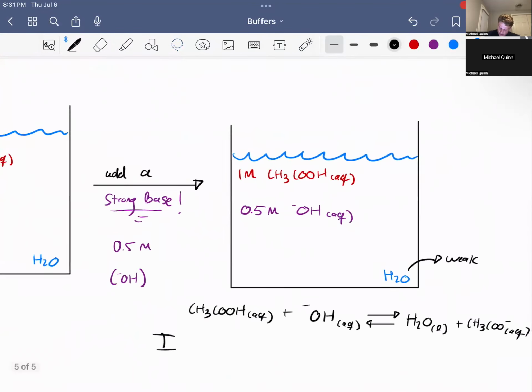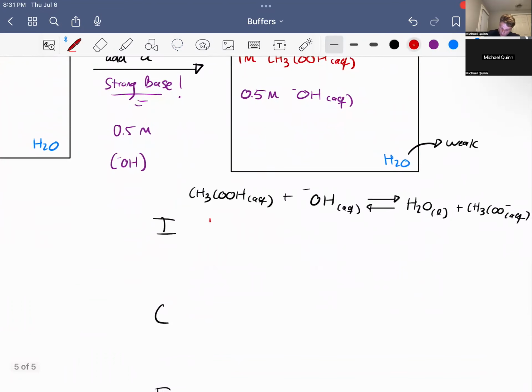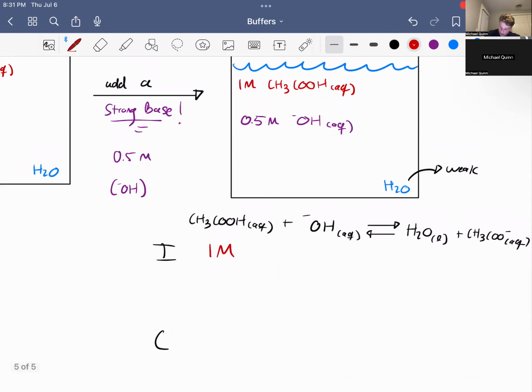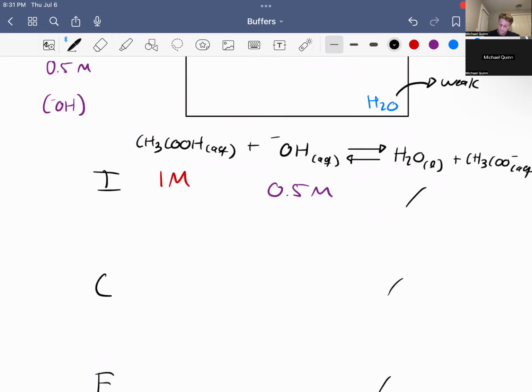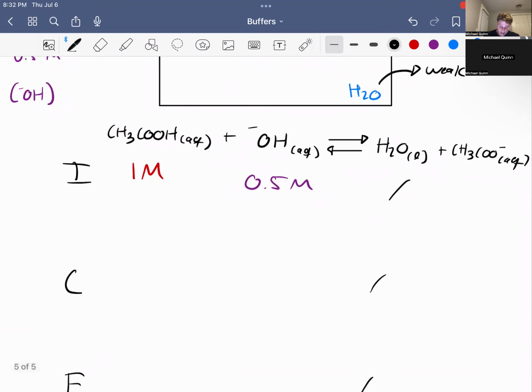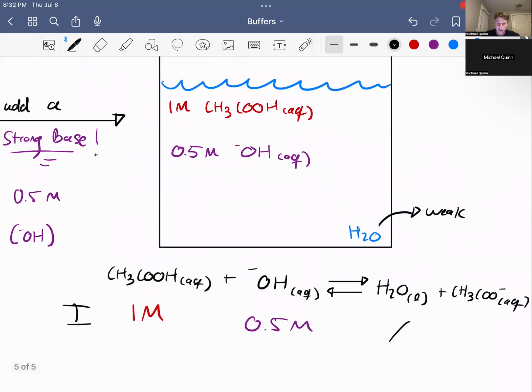So for CH3COOH, we started with 1 molar. For OH minus, we had 0.5 molar. And for H2O, we do not include it in our ice table because it is a liquid, so we would not express it in an equilibrium type expression. So CH3COO minus, we do not have any at the beginning.